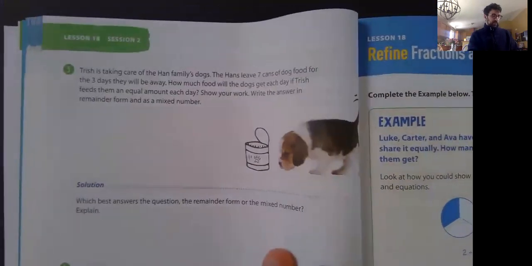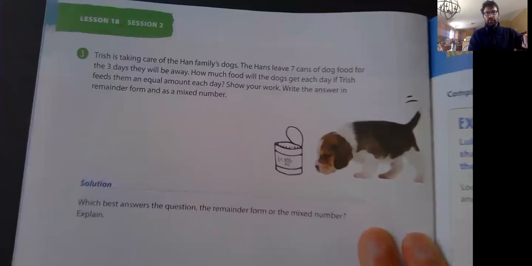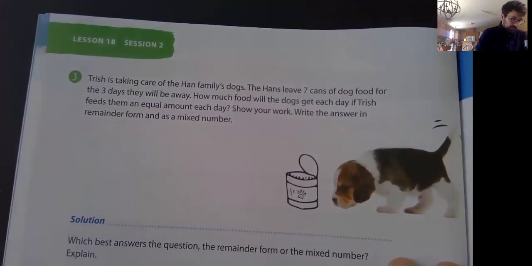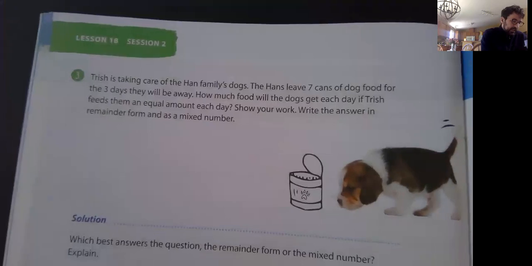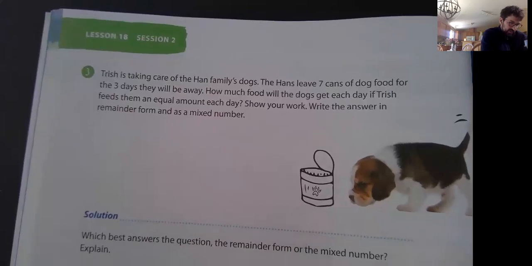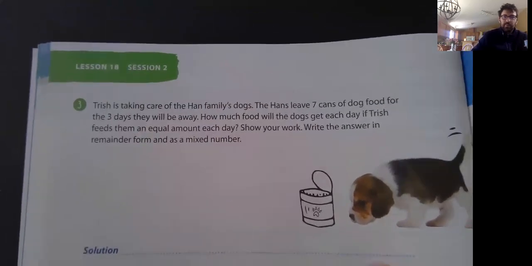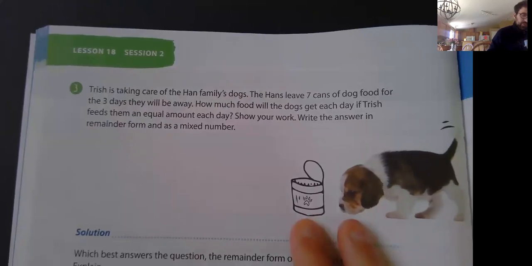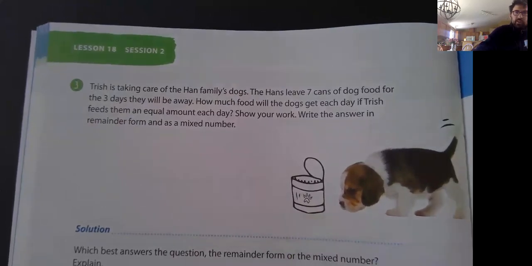Okay, let's look at number 3 then. Let's make sense of the problem first. It's a cute puppy. All right. So Trish is taking care of the Han family's dog. The Hans leave 7 cans of dog food for the 3 days that they'll be away. How much food will the dogs get each day if Trish feeds them an equal amount each day? Show your work, write the answer in remainder form and then as a mixed number. So let's make sense of it first before I tell you to pause. I'll tell you when to pause and get to work on it, okay?